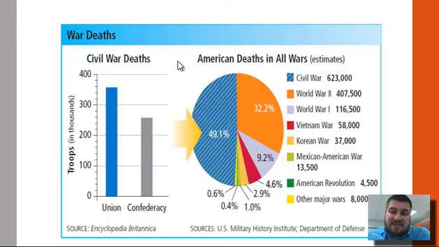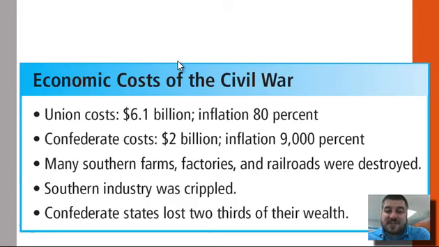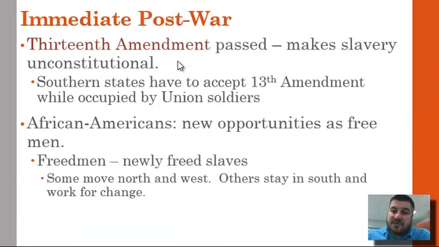So just so I can give you kind of an idea of the impact, you can see here the American deaths in all wars. The Civil War takes over half of the American deaths in all wars, over 623,000 deaths. Here are the costs of the war. Inflation in the South was 9,000%. That is ridiculous. Inflation in the Union was 80%. You like to keep inflation around 3% per year, so 80 and 9,000 is ridiculous. The South is destroyed, and the Confederate States lose 2/3 of their wealth.